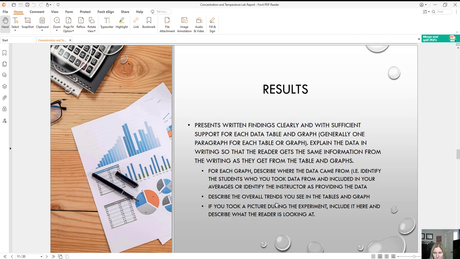You're going to describe the overall trends that you see. So, did the enzyme activity increase with an increase in substrate concentration? Did it decrease? That kind of thing. So what were the overall trends that you saw? So you use your visual graph and translate it into what the reader should be seeing in that graph. It's increasing, it's decreasing, and so forth. If you happen to have taken a picture during the experiment, like your little test tubes with the foam bubbling out, you could place that picture here in this section because that'll go in with the results. Okay.